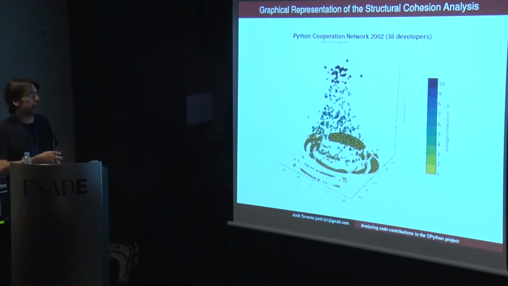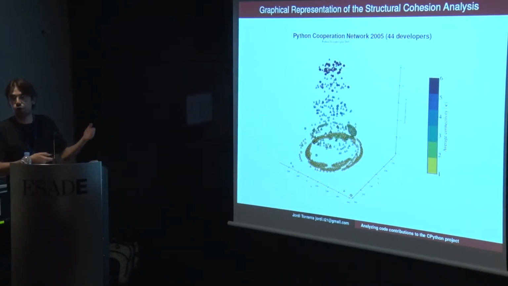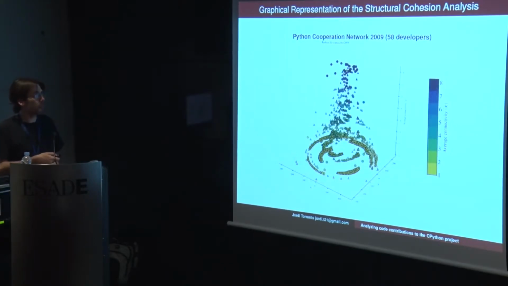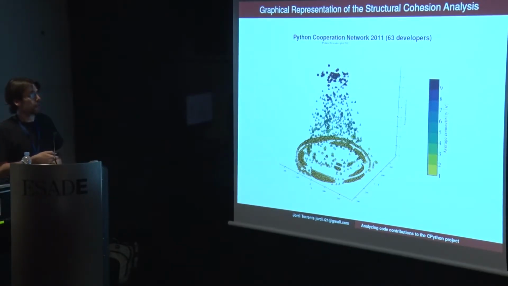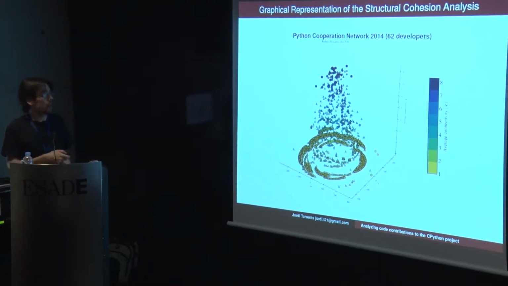And if we look at the evolution, you can see that more and more developers join the project, and this structure of connectivity levels is maintained. And you can see that there is a pretty steep hierarchy in which at the top you can see the developers that are in the more cohesive groups.